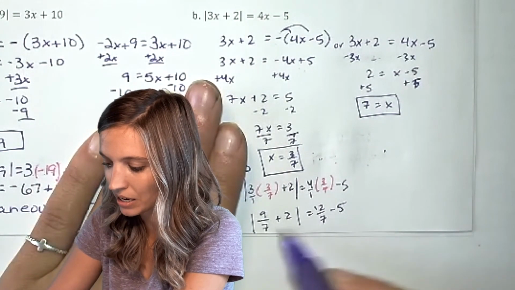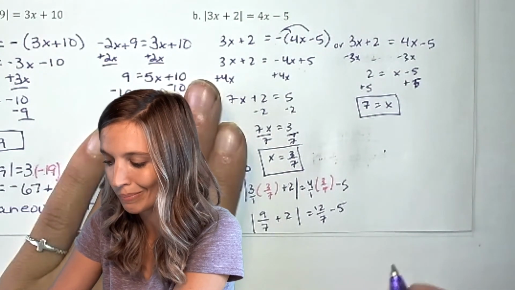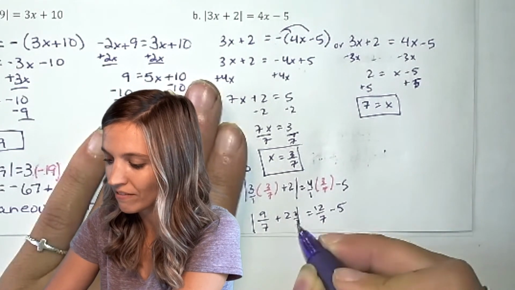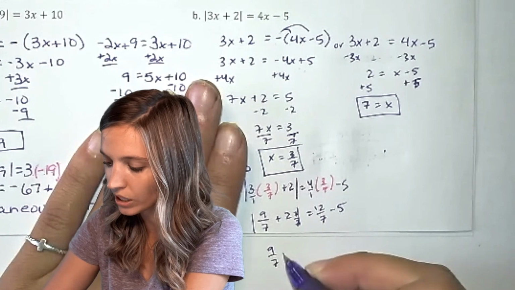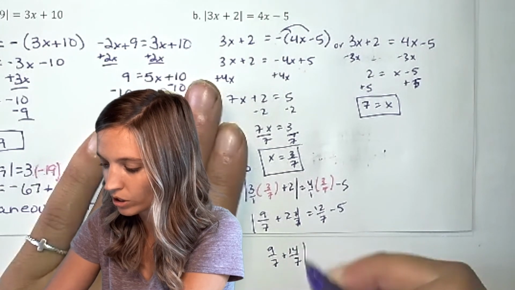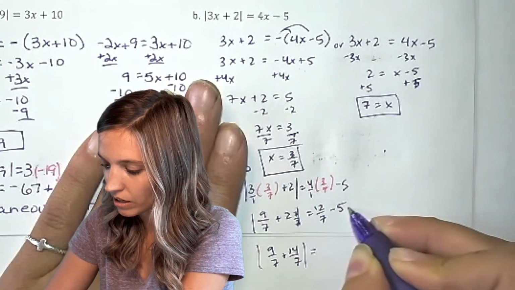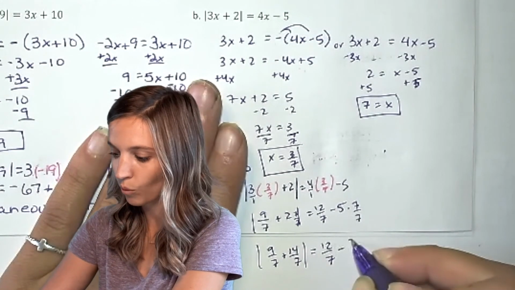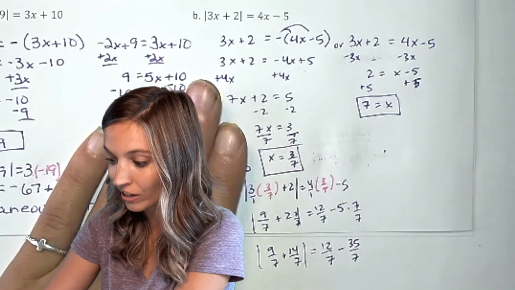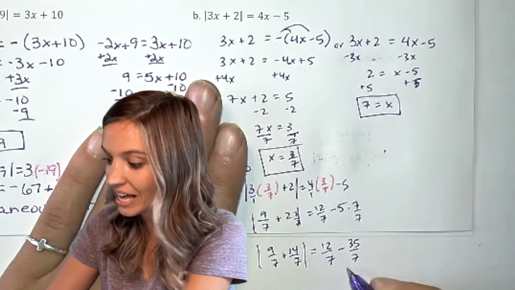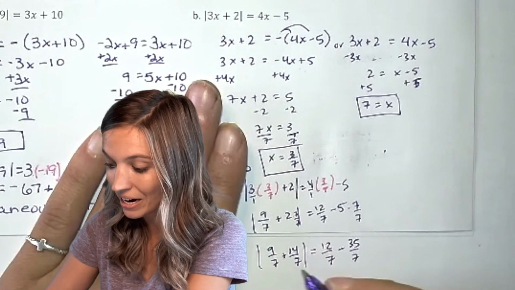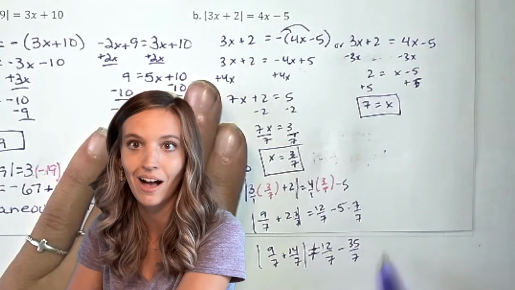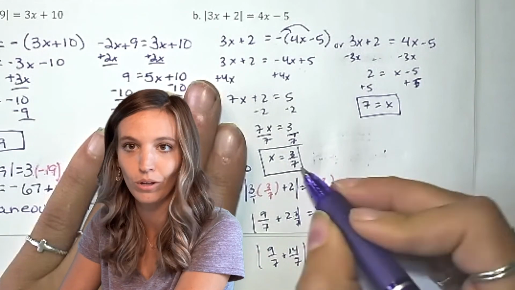Okay, so it looks like I'm gonna get a positive answer here and I'm gonna get a positive answer here, but let's make sure this really, really works. So 9/7, if I multiply my 2 by 7/7 really quick, it's gonna be 9/7 plus 14/7 equals, okay, the 5 gets multiplied by 7/7. 12/7 minus 35/7. Look at that. I'm going to get a negative here and I'm going to get a positive here because all absolute values have to be positive. So this is not going to work out because an absolute value cannot equal a negative.